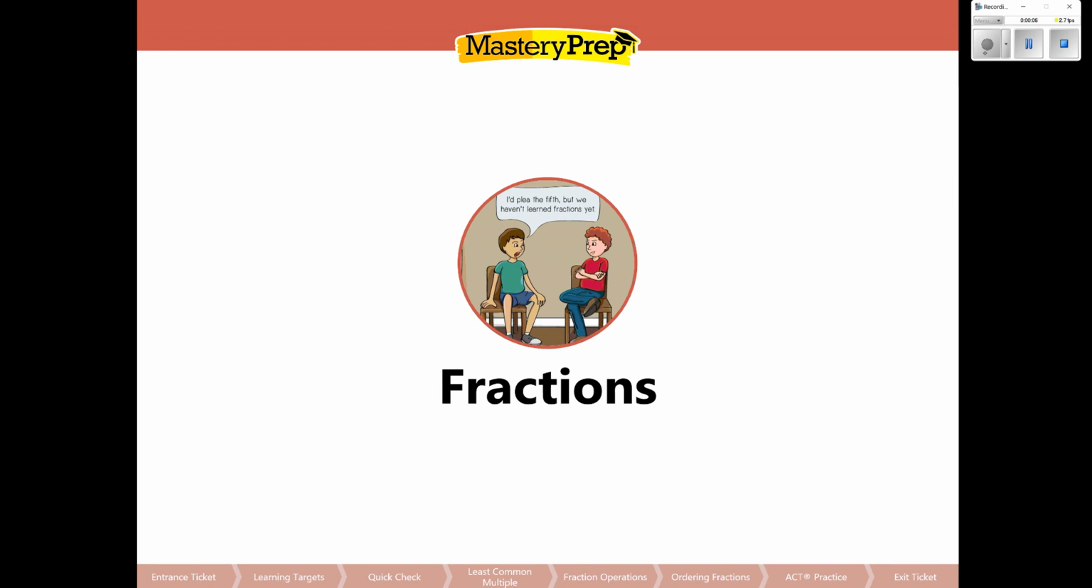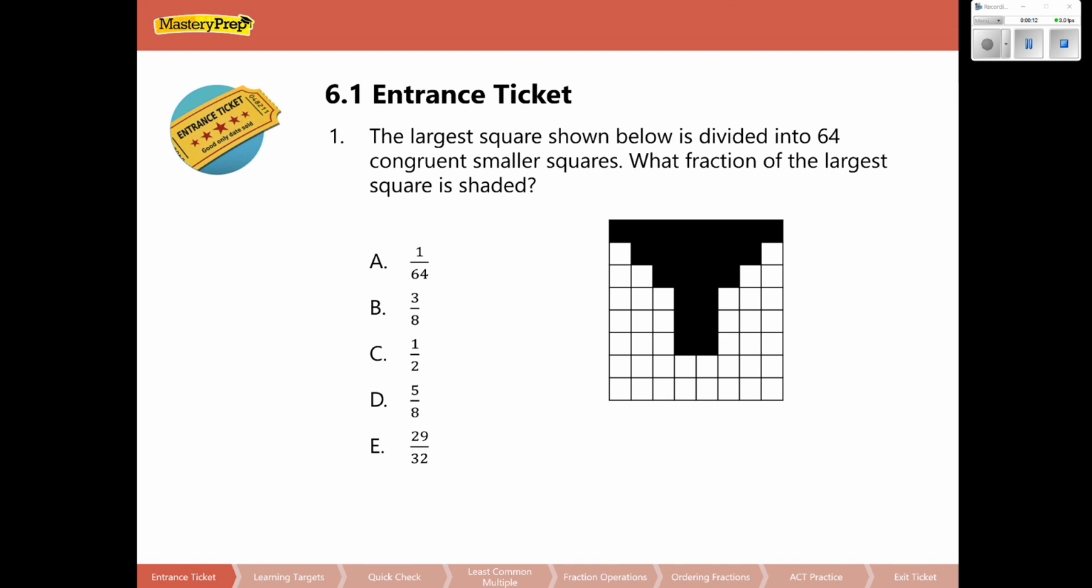So, what we're looking at today is fractions. You already went through and answered the entrance ticket, and I think most of you did pretty well on this. So for the first one, the large square shown below is divided into 64.